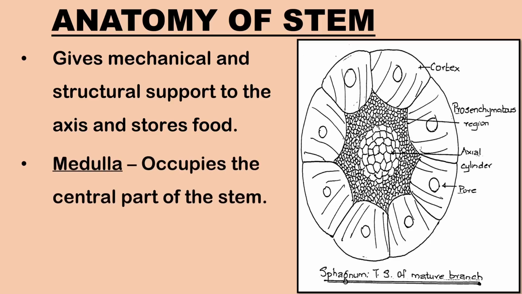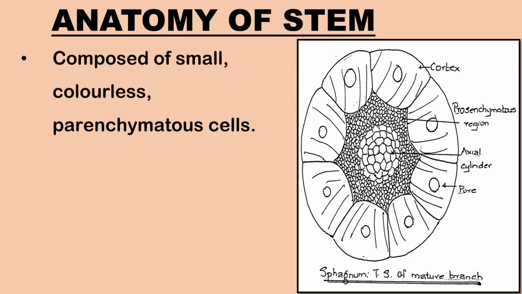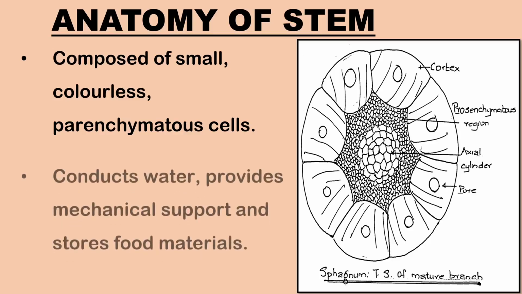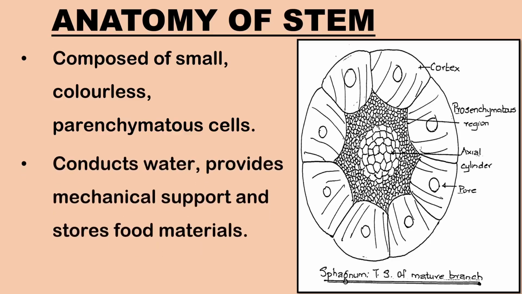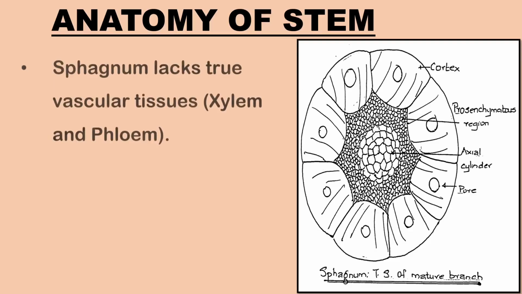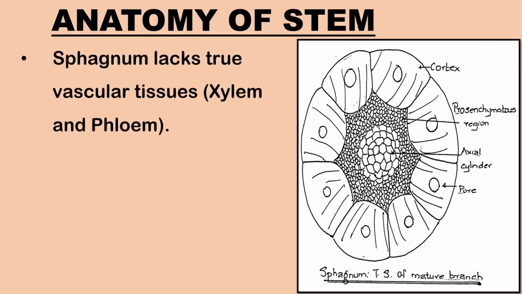Central cylinder or medulla occupies the central part of the stem. It is composed of small, thin-walled, colorless parenchymatous cells. The medulla conducts water through the stem, provides mechanical support, and stores reserve food materials. Sphagnum lacks true vascular tissues like xylem and phloem.